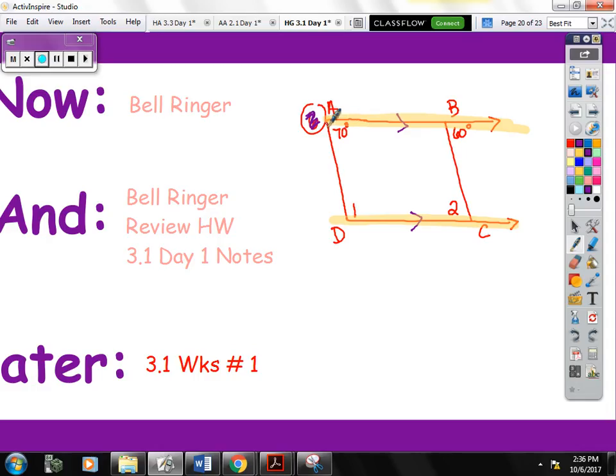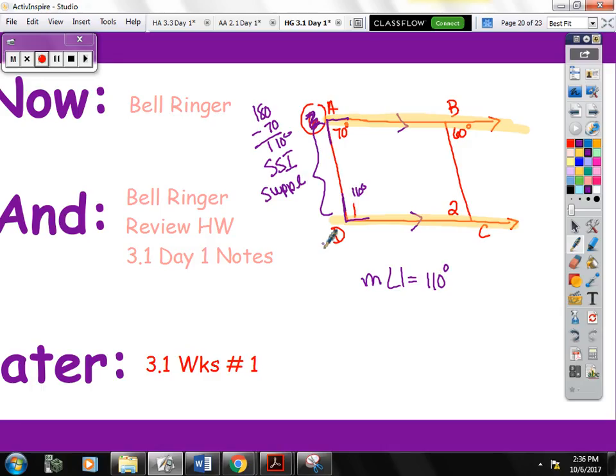What type of angles are these? Well, they're both inside of my parallel lines. They are on the same side, so these right here are same side interior angles. Because our lines are parallel, that means that these have to be supplementary. So they have to add to be 180. So 180 minus 70 will get me 110 degrees. So the measure of angle 1 equals 110 degrees.